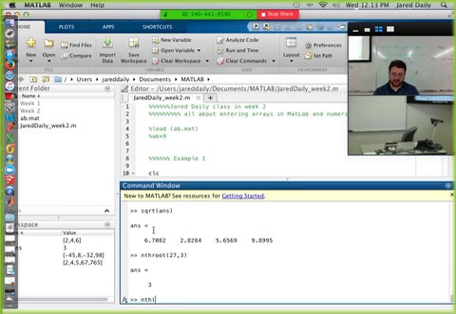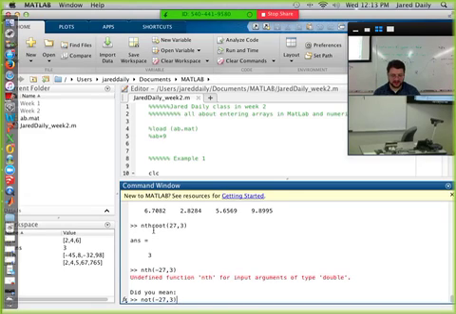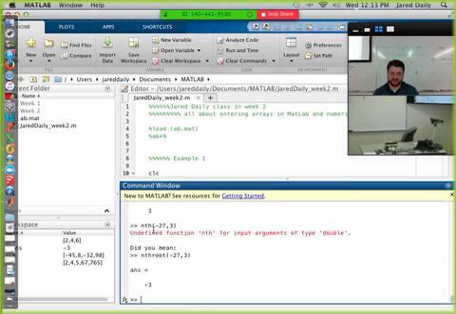So if I take the nth root of -27, and I want to take the third root of it again, this also has an answer that is distinct. If I actually type it in, right? Nth root. So -3 times -3 times -3 is -27, so that is the true third root of -27.